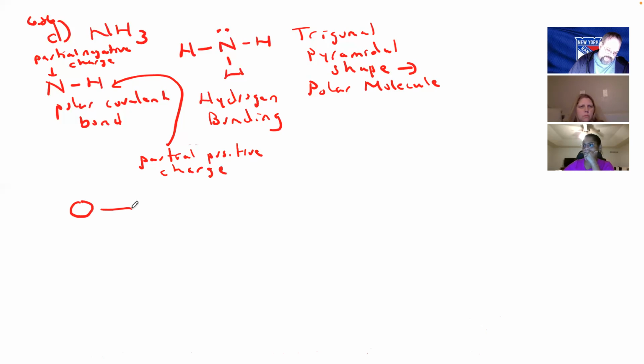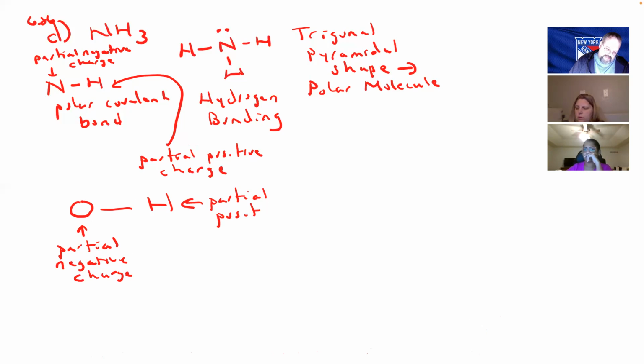I'll just mention this one because it's going to be really important going forward. OH, another classic example of a polar covalent bond. The oxygen, being more electronegative, has a partial negative charge. The hydrogen has a partial positive charge. And I think when we get to our discussions of organic, and even probably within a couple chapters as well, this is definitely going to come up for discussion.